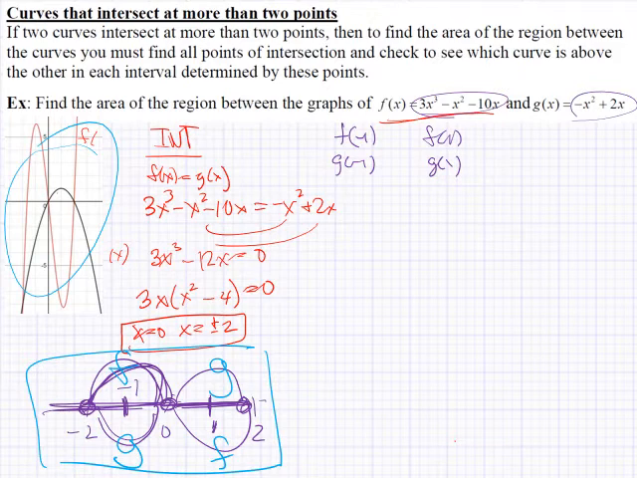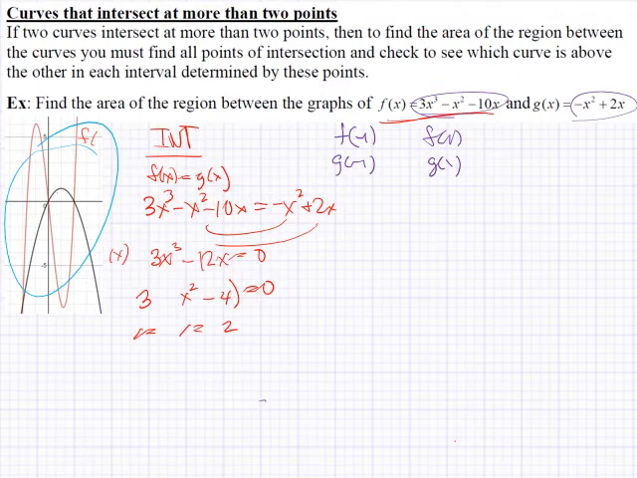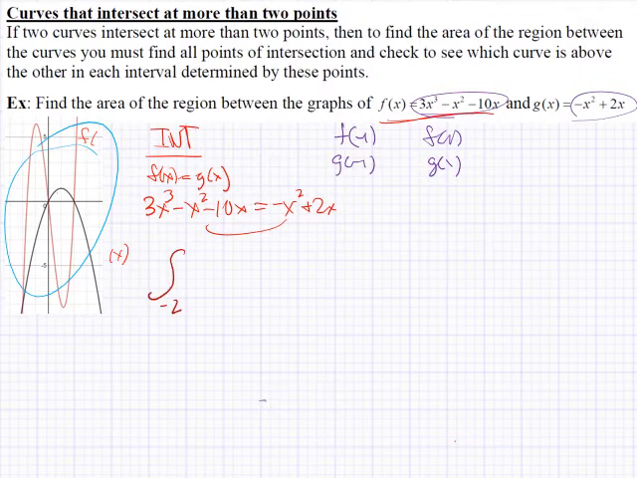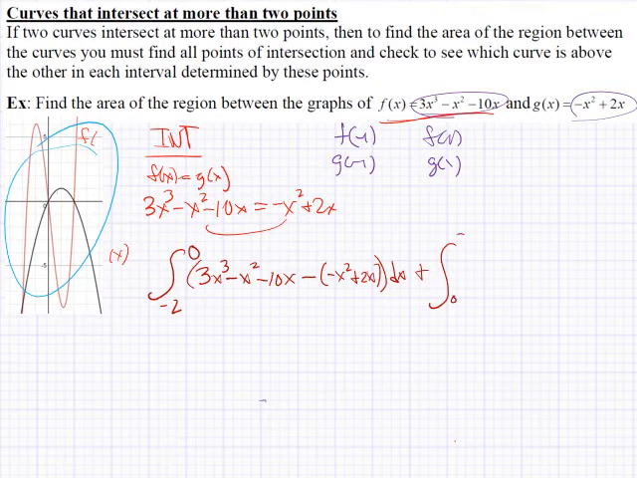So the first integral, actually let me get some space in here so I can work. So the first integral would be the integral from -2 to 0. And we just said f was on top, so 3x cubed minus x squared minus 10x, minus the g of x, so -x squared plus 2x, dx. And that's going to be added to this other one, which goes from 0 to 2.